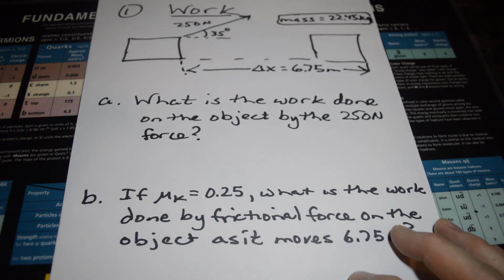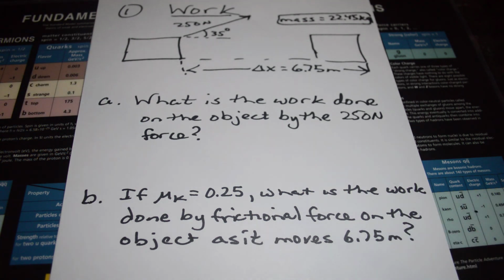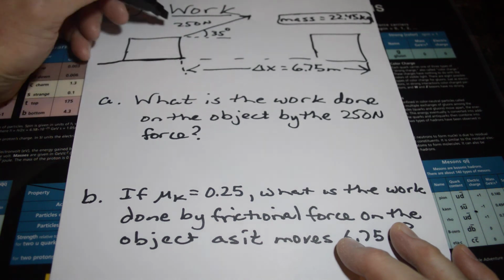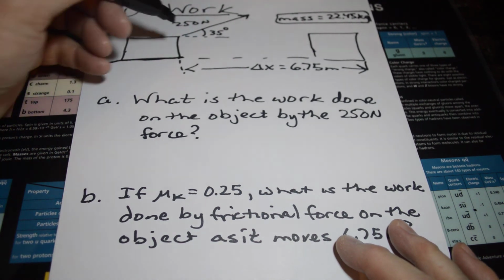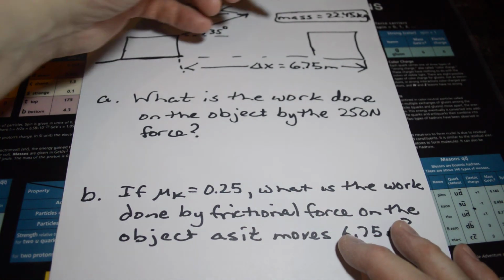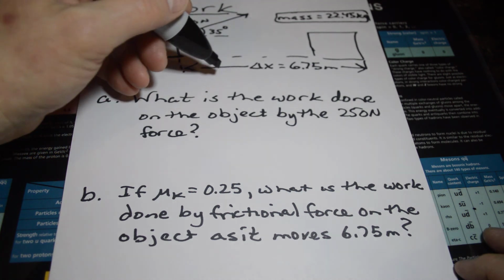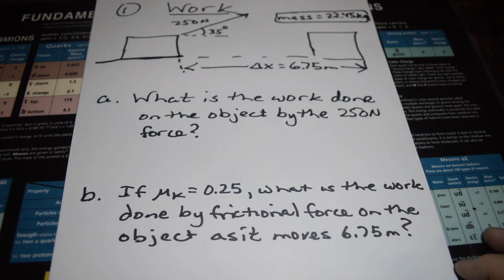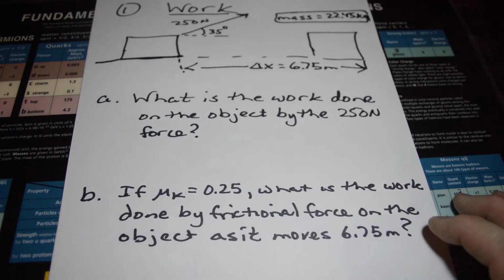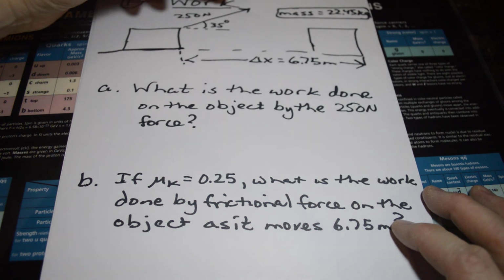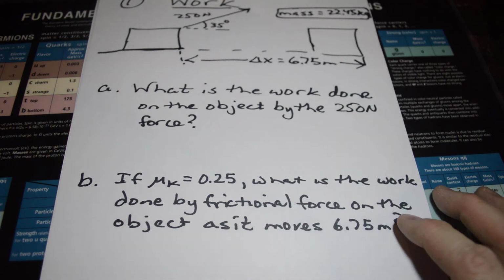We've got a picture here of an object sliding across the surface. It's being pulled across the surface with a force of 250 newtons at an angle of 35 degrees. The mass of the object is 22.45 kilograms. As well, when it slides across, it goes through a distance of 6.75 meters. And the question being asked is, what is the work done on the object by this 250 newton force?